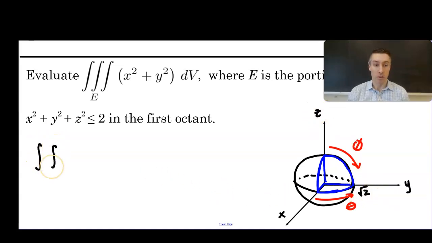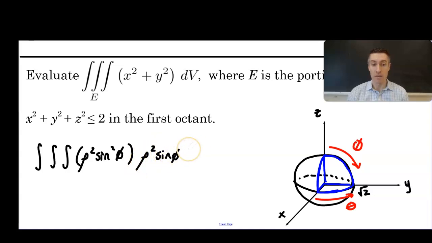Okay, so we have the triple integral. X squared plus y squared is rho squared sine squared phi. That's one of those conversions we established in our video on spherical coordinates. dv is rho squared sine phi d rho d theta d phi. And we go bounds. So rho goes from 0 to the square root of 2. Theta, in the xy plane, if we're in the first octant, that's going to go 0 to pi over 2. And phi, off that z-axis, is going to be 0 to pi over 2 as well.